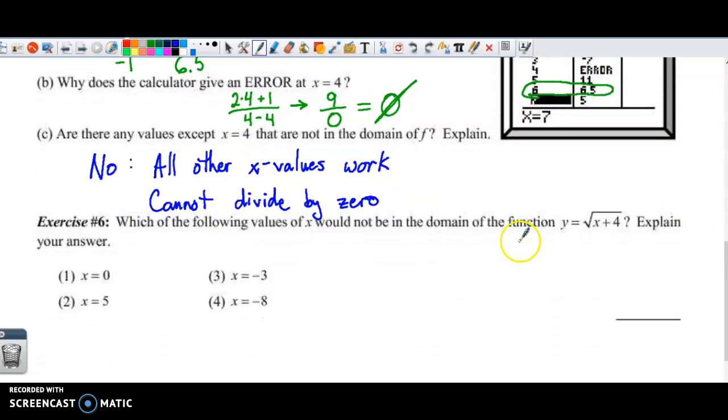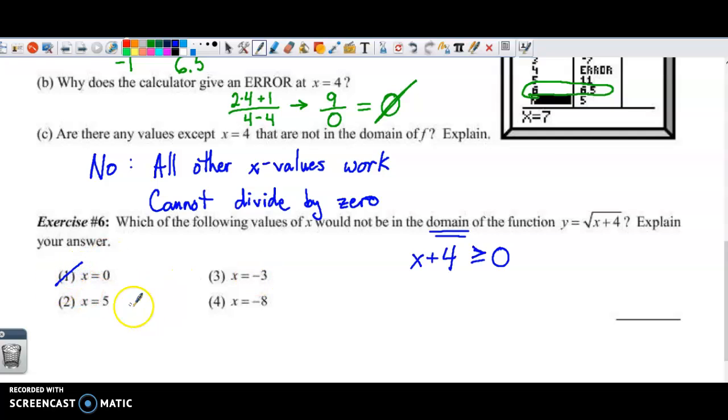And the very last question, it's just getting you to think about what would be in the domain of a problem like this. And think about what are some limitations on square root problems. Maybe you learned them in Algebra 1, maybe you didn't. And I'm about to give you the answer, is that we can only square root, so x plus 4, at least 0. So if I asked you to plug in 0 in for x, well, 0 plus 4 is a positive. Yeah, I can square root that.